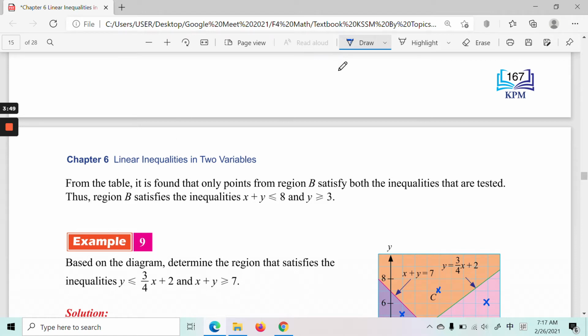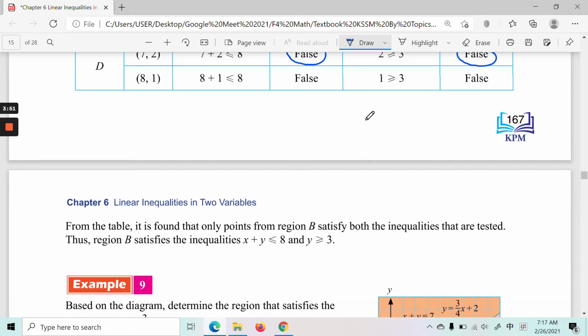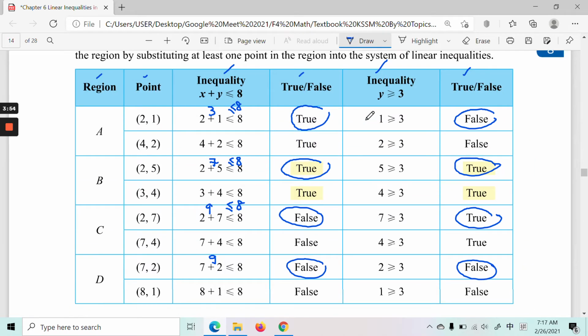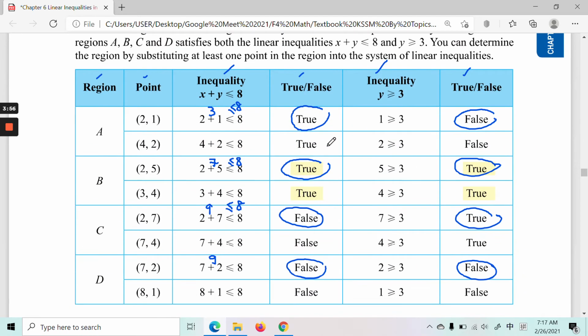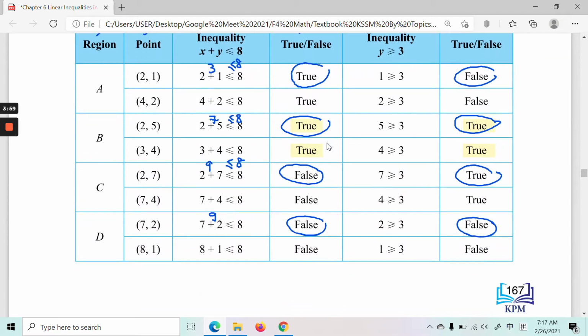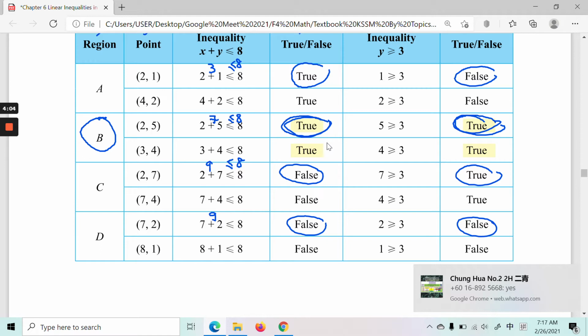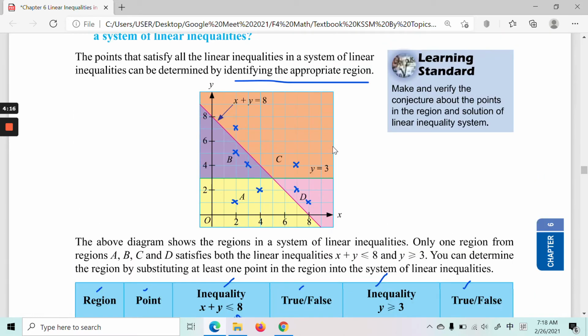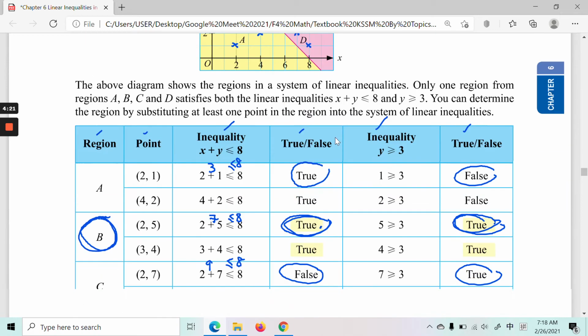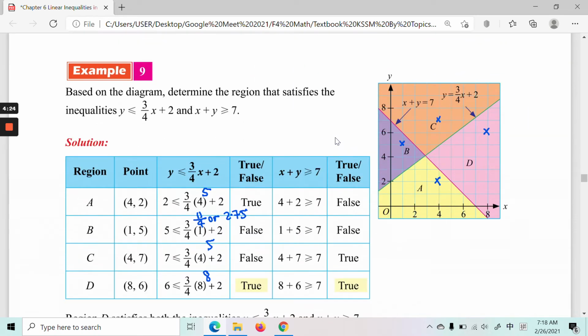So how do we determine the final answer? From this table, we find only the point from region B satisfies both. You need to find both true. Let's say this one is true, false; you cannot use it. This one is true, this one also true. So region B. You must make sure all the inequality are true. If you have 3 inequality, you must have 3 true there. So all must be true. Then this region B is the answer, meaning that region B satisfies both inequality. So this is the first method, how we are going to determine.